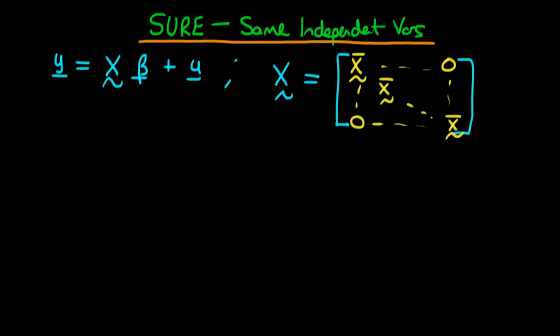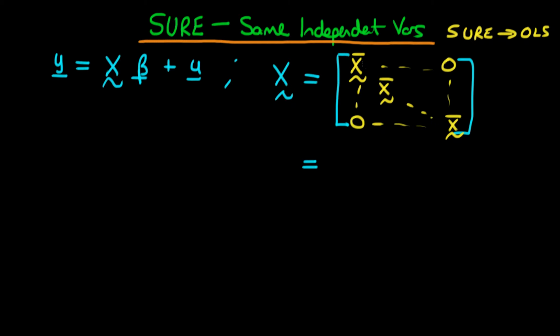Okay, in this video we're going to see that in the circumstance where each of the individuals in our sample has the same right-hand side variables, the same independent variables, SUR estimation, in other words GLS estimation, actually reduces to standard OLS. So there's actually no need to estimate a SUR system in the circumstance where each of the individuals in your sample has the same right-hand side variables.